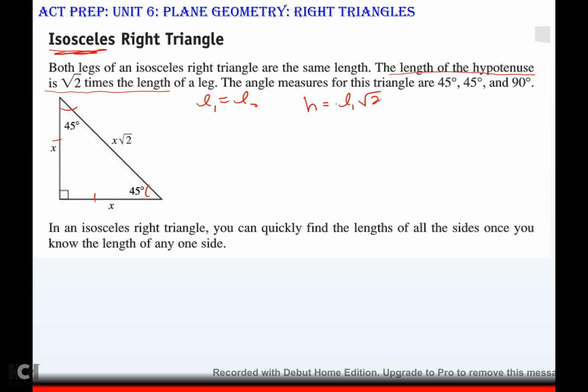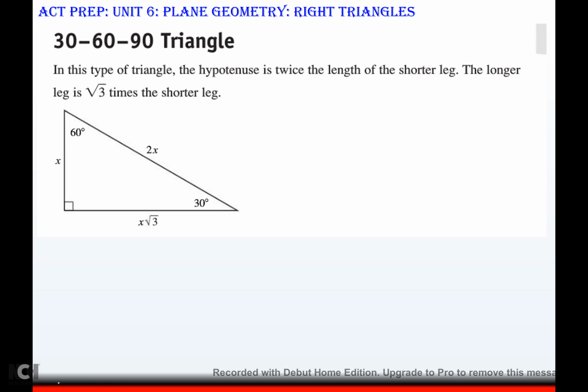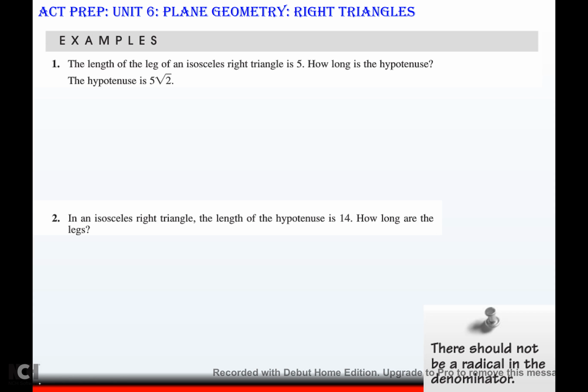So in an isosceles right triangle, you can quickly find the lengths of all the sides once you know the length of any one of the sides. Alright, so, oops, skipped a page. Number 1 says the length of a leg of an isosceles right triangle, which means it's a 45, 45, 90, means these sides have to be the same, and the hypotenuse has to be the length of the leg times the square root of 2. It says the length of one of the legs is 5. So if one leg is 5, the other leg is 5, and the hypotenuse would be 5 square roots of 2.